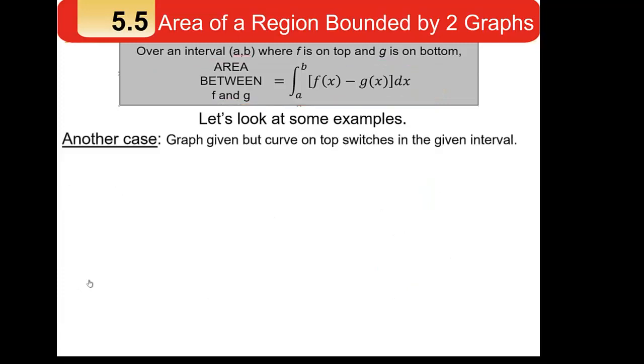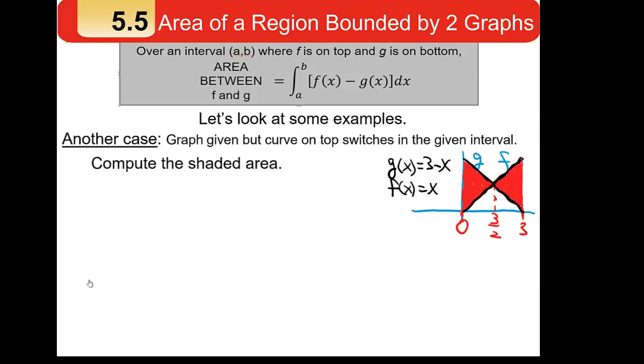Do another one. This time we're going to make it a little more complicated. We're given the graph, but the curve on top doesn't stay the same. It switches over the given interval. So in this example, g is 3 minus x and f is x. And as you can see, if you go from 0 to 3, at the point where x is 3/2, the curve switches. From 0 to 3/2, g is on top. Once you pass 3/2, from 3/2 to 3, f is on top.